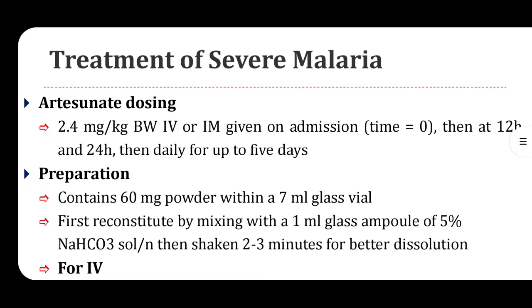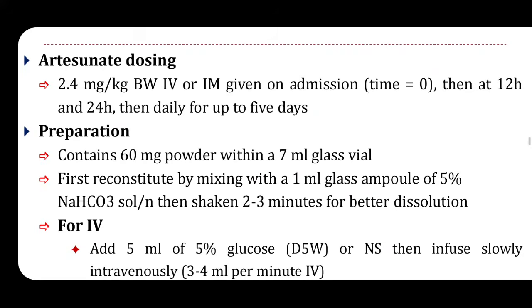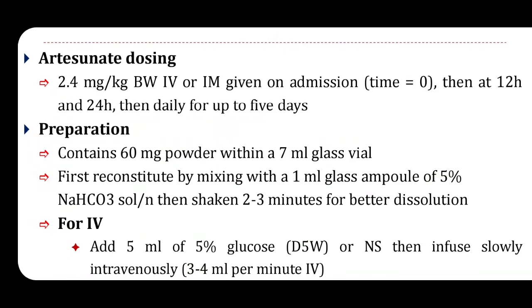Treatment of severe malaria. Artesunate dosing is 2.4 mg per kg body weight IV or IM given on admission at T0, then at T12 hours and at T24 hours. Then it can be continued daily for up to 5 days based on the patient's status. The preparation of artesunate contains 60 mg powder in a 7 ml glass vial.